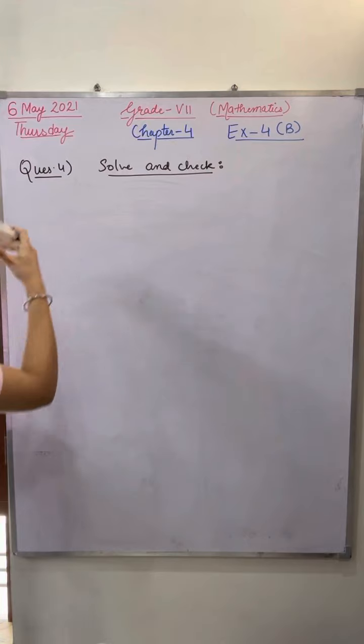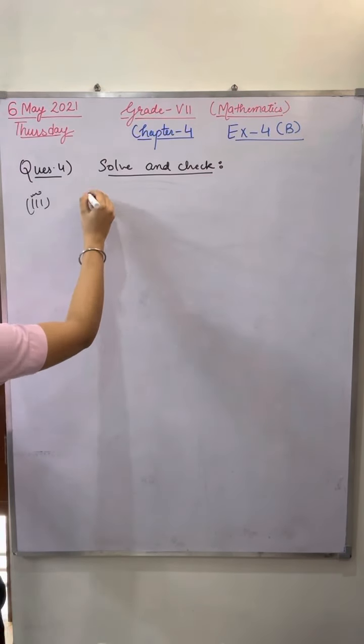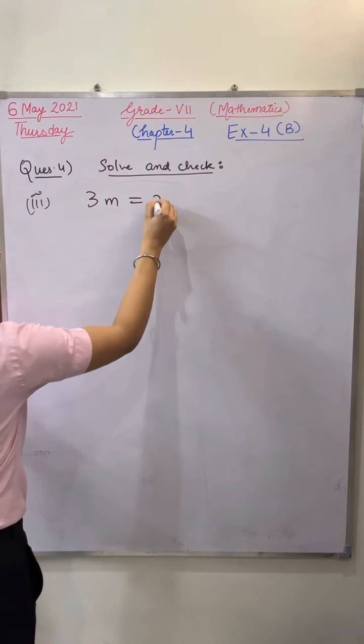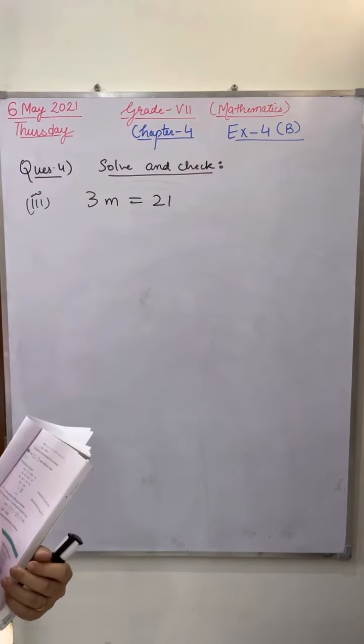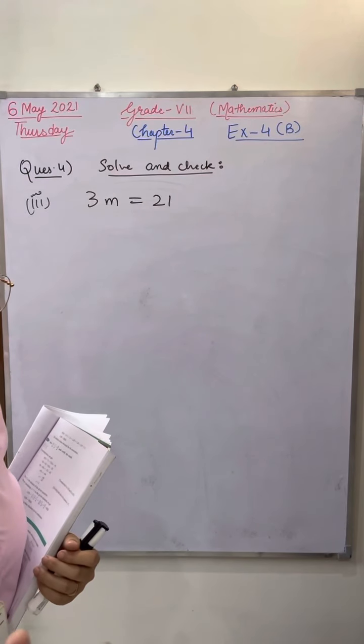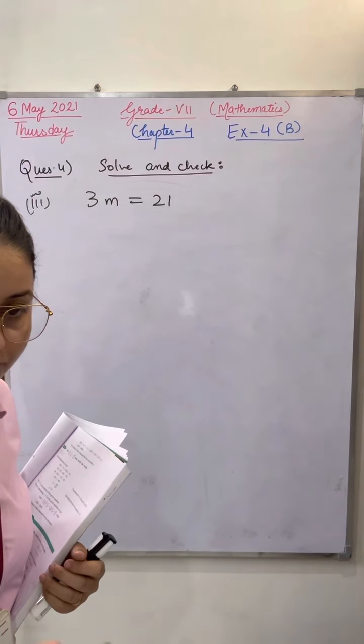Question 4, third part. The third part is 3m equals 21. Very, very easy. I can't apply any transposition method here. Okay, I'm going to unmute.